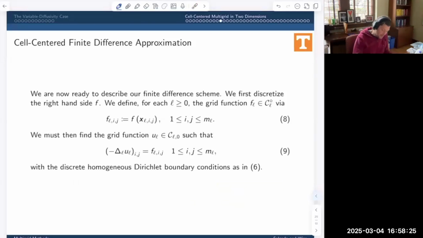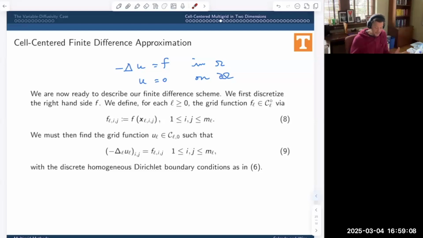So remember, we're approximating minus Laplacian of u equals f in omega, and u equals 0 on the boundary. Okay, so how am I going to do this? First of all, as I said, we need to sample f at the interior cell-centered grid points. That's very easy. I just create this new grid function called FL, whose values are just the values of f, but localized to the cell-centered grid points.